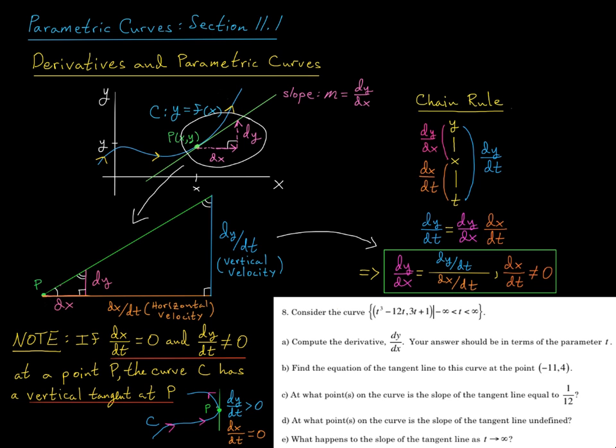Now, the way I've drawn this picture, since the particle is rising up, dy/dt is positive in this case. But the point is, if dx/dt is 0, so the horizontal velocity is 0, but the vertical velocity, dy/dt, is not 0, then you only have vertical motion at that one instant. You have a vertical tangent.